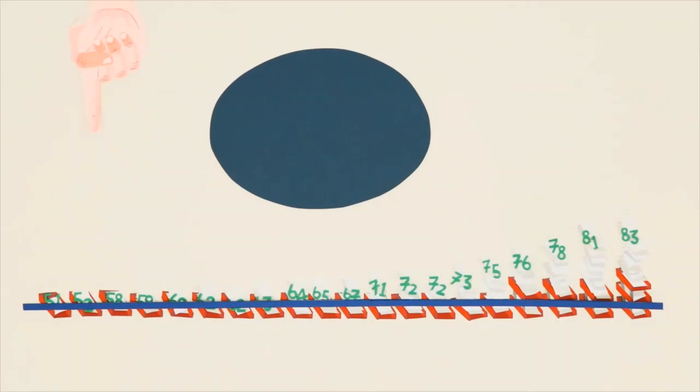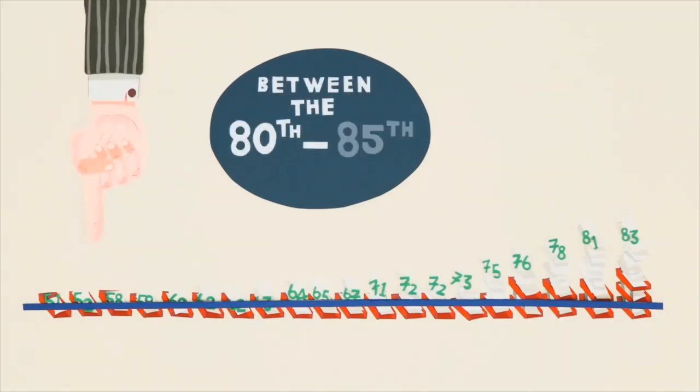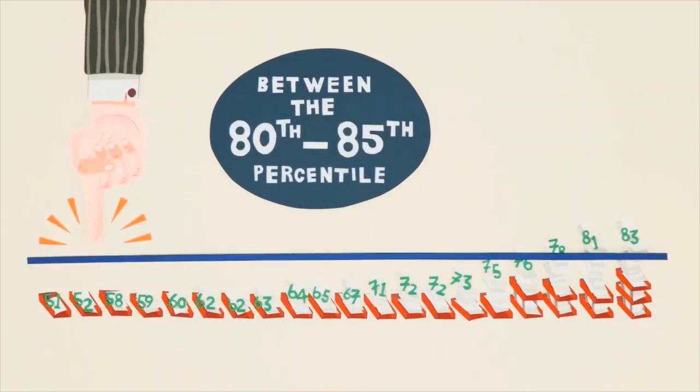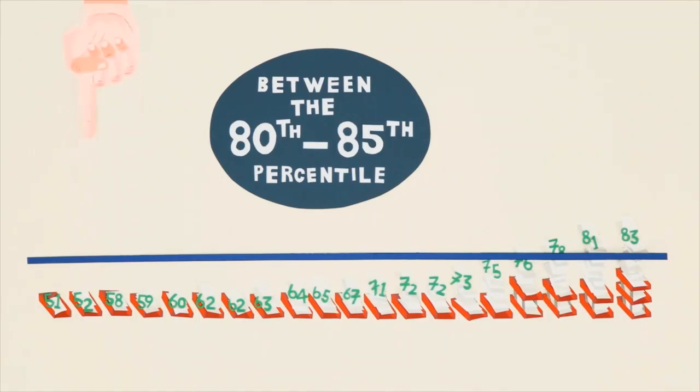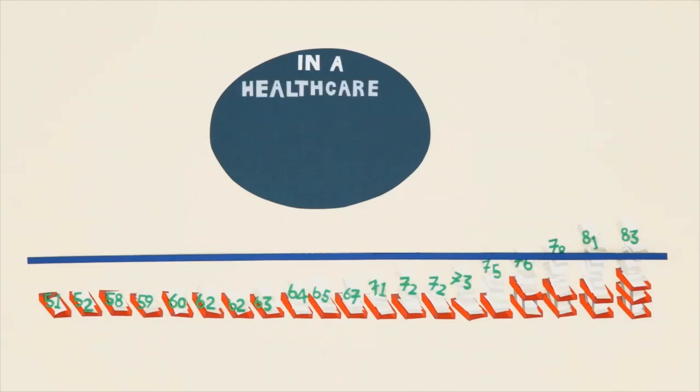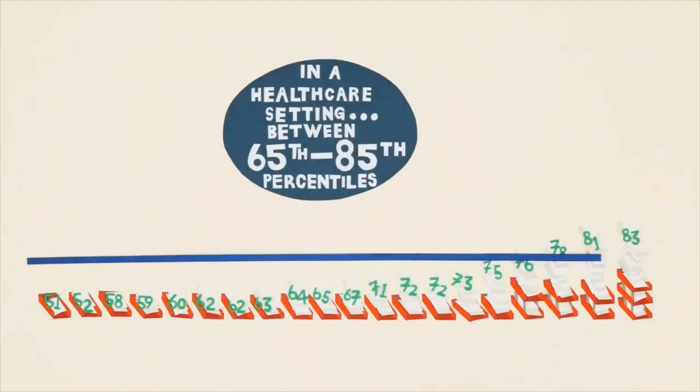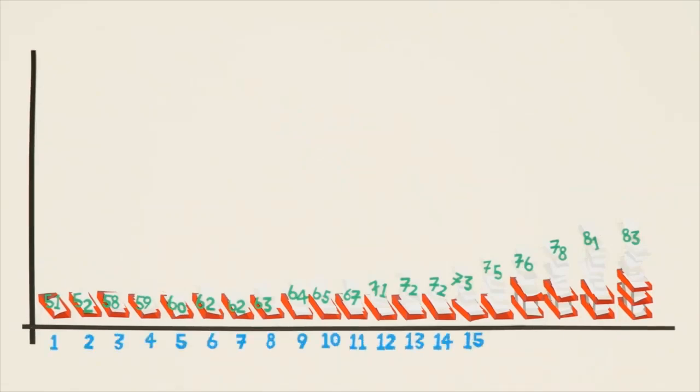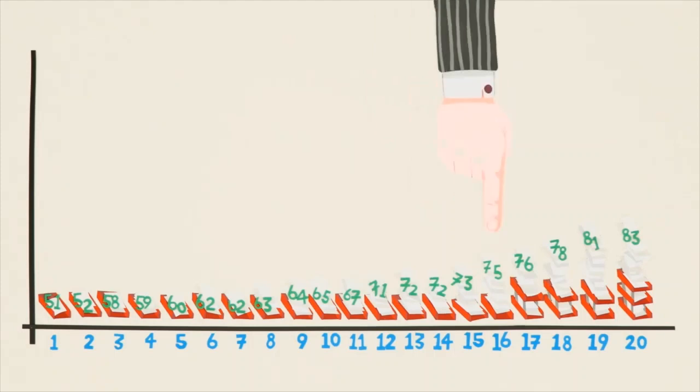Erlang's work suggests that this should be between the 80th and 85th percentile. From experience, we have found that the percentile at which you should have your capacity for a healthcare service can be between the 65th to 85th percentiles. In this example, for simplicity, we will use the 80th percentile. 80% of 20 is 16, so we take the week with the 16th highest number of referrals in it, which gives us a value of 75.